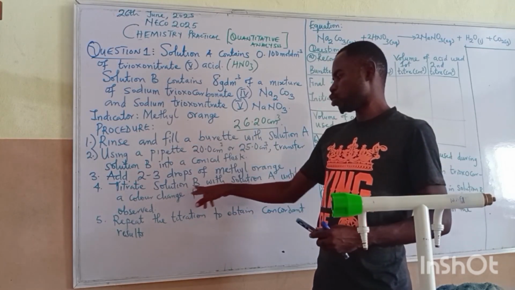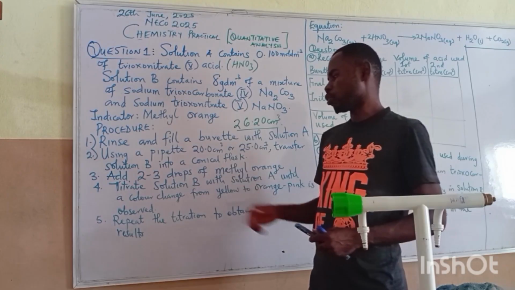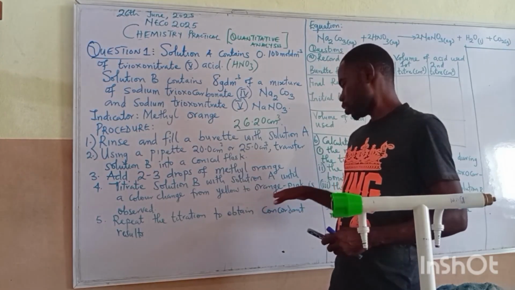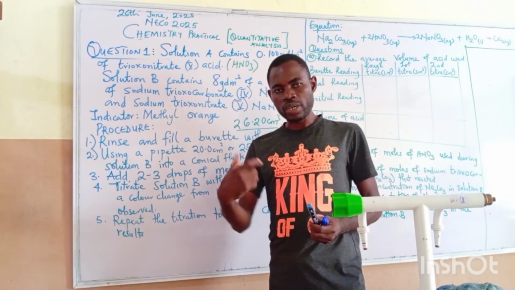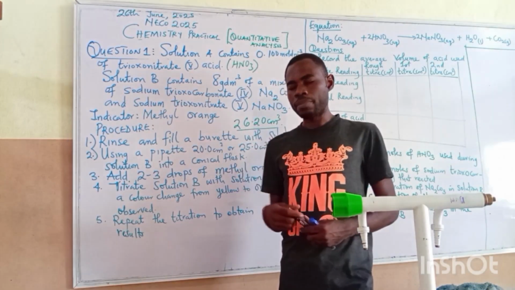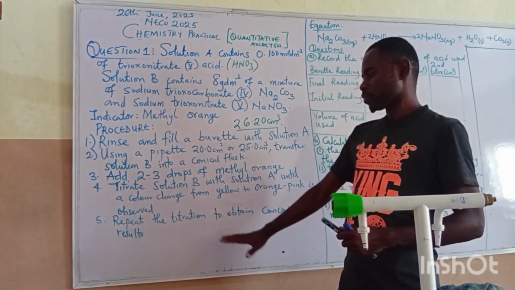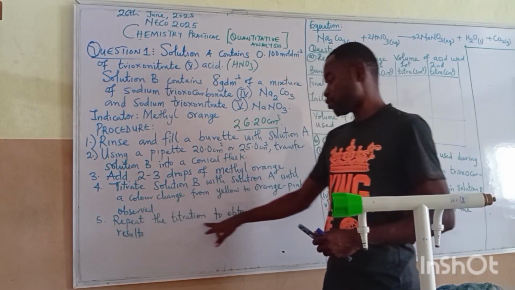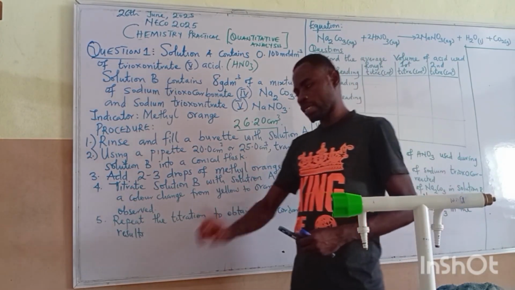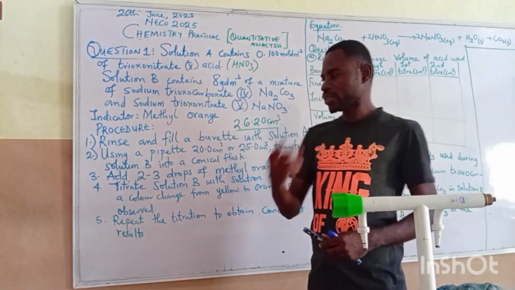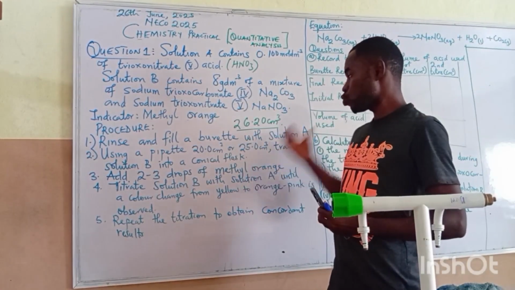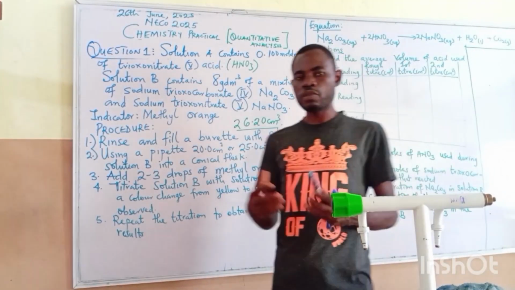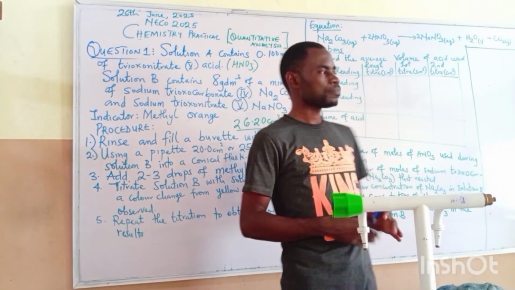It said titrate solution B with solution A until the color changes from yellow to orange pink. When the color changes from yellow to orange pink, you need to wait for that endpoint, when that color appears. That's what I did. And from there, they said repeat the titration to obtain concordant results. I already did it twice, and I got my result like this. Now I will soon go and prepare the table, the way we are going to prepare our table in the examination.